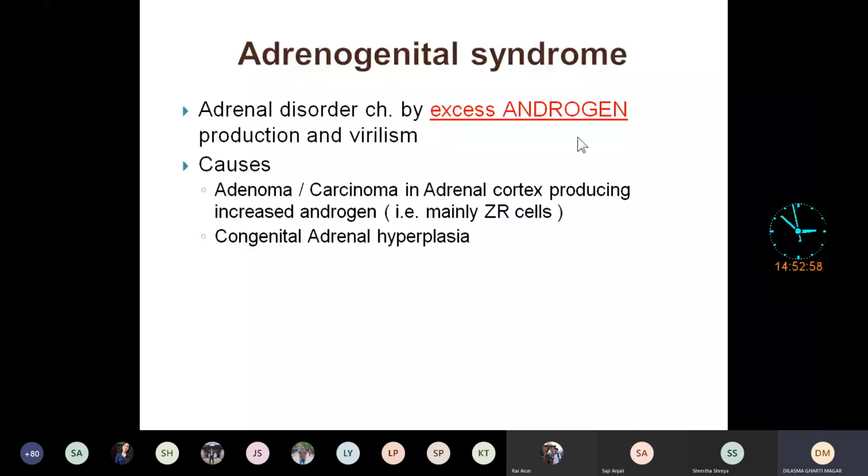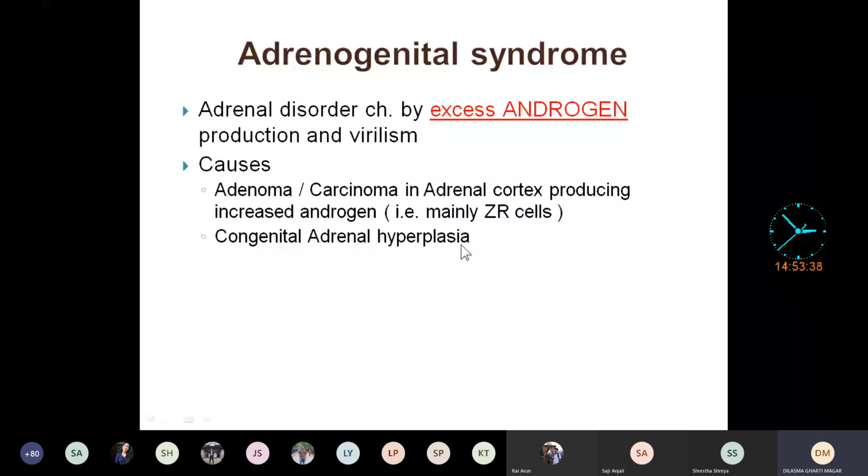So here there can be an adenoma or a carcinoma in the adrenal cortex, which will produce more of the androgen. Mainly this tumor will be arising from the zona reticularis cells. Understood here? As you have answered also. So the tumor produces more and more androgen. Or there can also be congenital adrenal hyperplasia. Sometimes because of congenital adrenal hyperplasia, it can lead to adrenogenital syndrome.